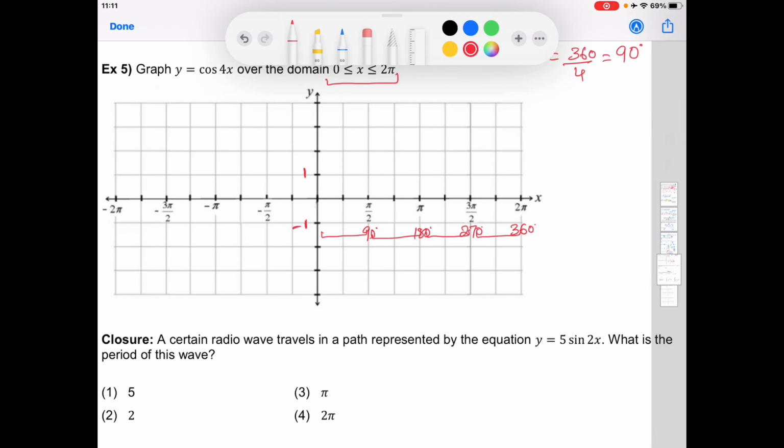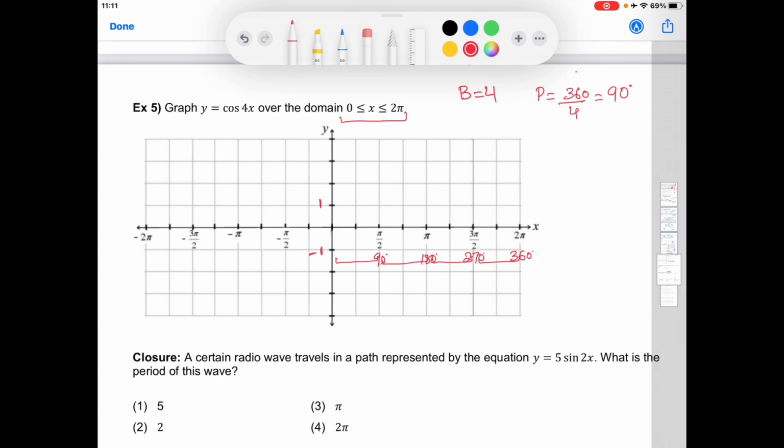What else am I supposed to do? I did my period. I want to find my increments. You can choose to write it. It is period divided by 4. So my period is what? 90 divided by 4, which is 22.5 degrees. So think about it. In order to have a full cycle, I need 4 points. So it'll be 1, 2, 3, and 4. And it starts at max, and this is what your graph will look like.